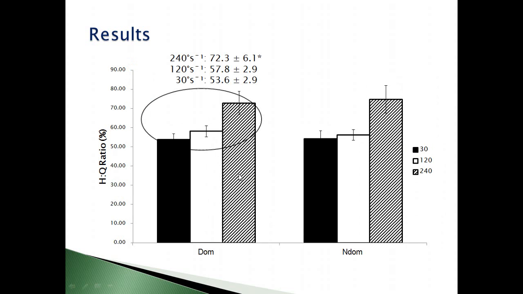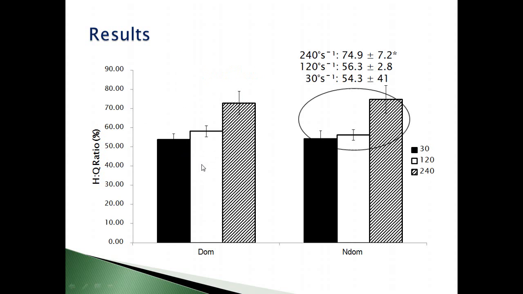Looking at each leg individually for the angular velocities, a significant increase in the HQ ratio was seen between 30 degrees per second and 240 degrees per second, and 120 degrees per second and 240 degrees per second. There was no significant difference between 30 and 120 degrees per second. A similar result was seen in the non-dominant leg.